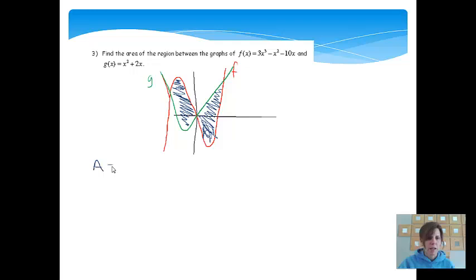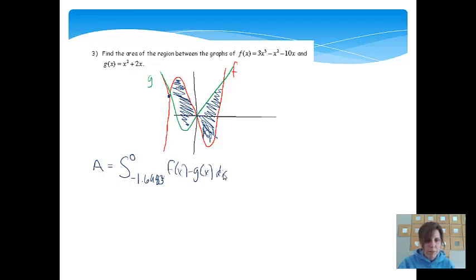So we're going to have the area equals, this first one I need to find where they intersect, and it looks like the endpoint would be 0. So if I use point of intersection on my calculator, I'm going to get -1.6943. Okay, and on this first one, you'll notice my f is on the top and the g is on the bottom, so I'll have f of x minus g of x.